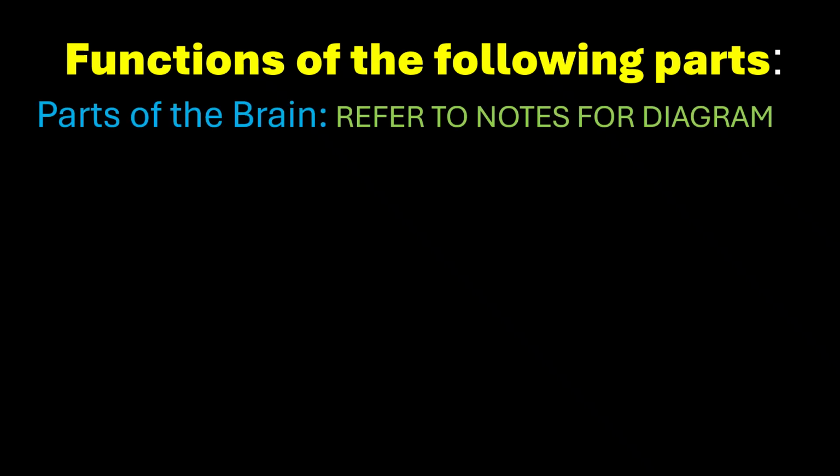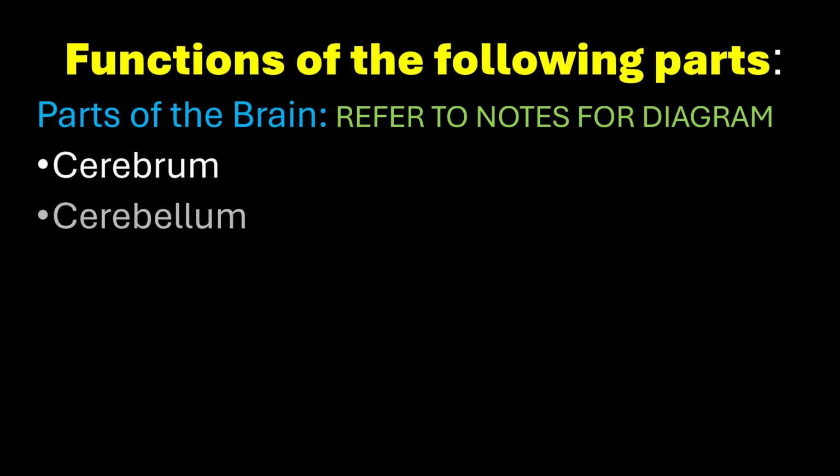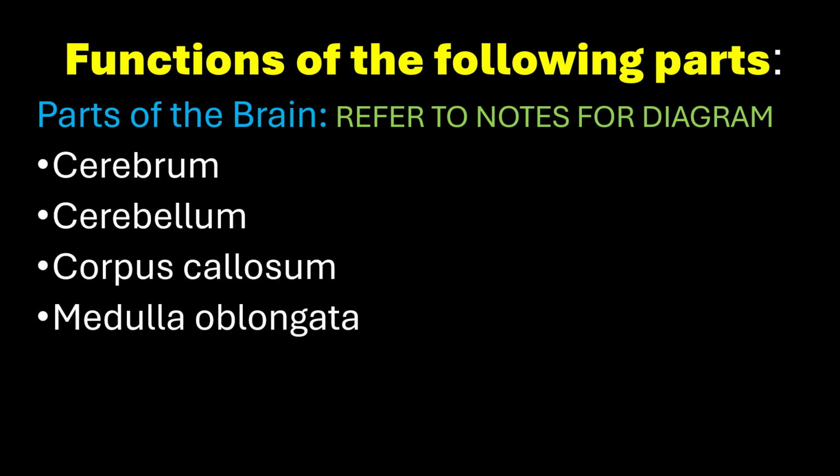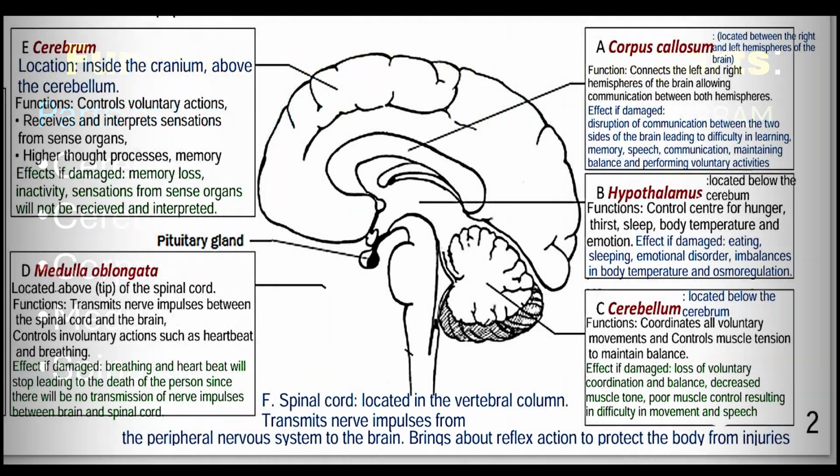Like we referred to the document earlier on, we need to know the functions of the following parts of the brain. You have to know the functions of the cerebrum. You have to know the functions of the cerebellum. You have to know the functions of the corpus callosum. You have to know the functions of the medulla oblongata, and the functions of the spinal cord. Now, you have to know all these things using a diagram. So over here, I have a diagram for you. You can also refer to your notes because I've already given you these materials.